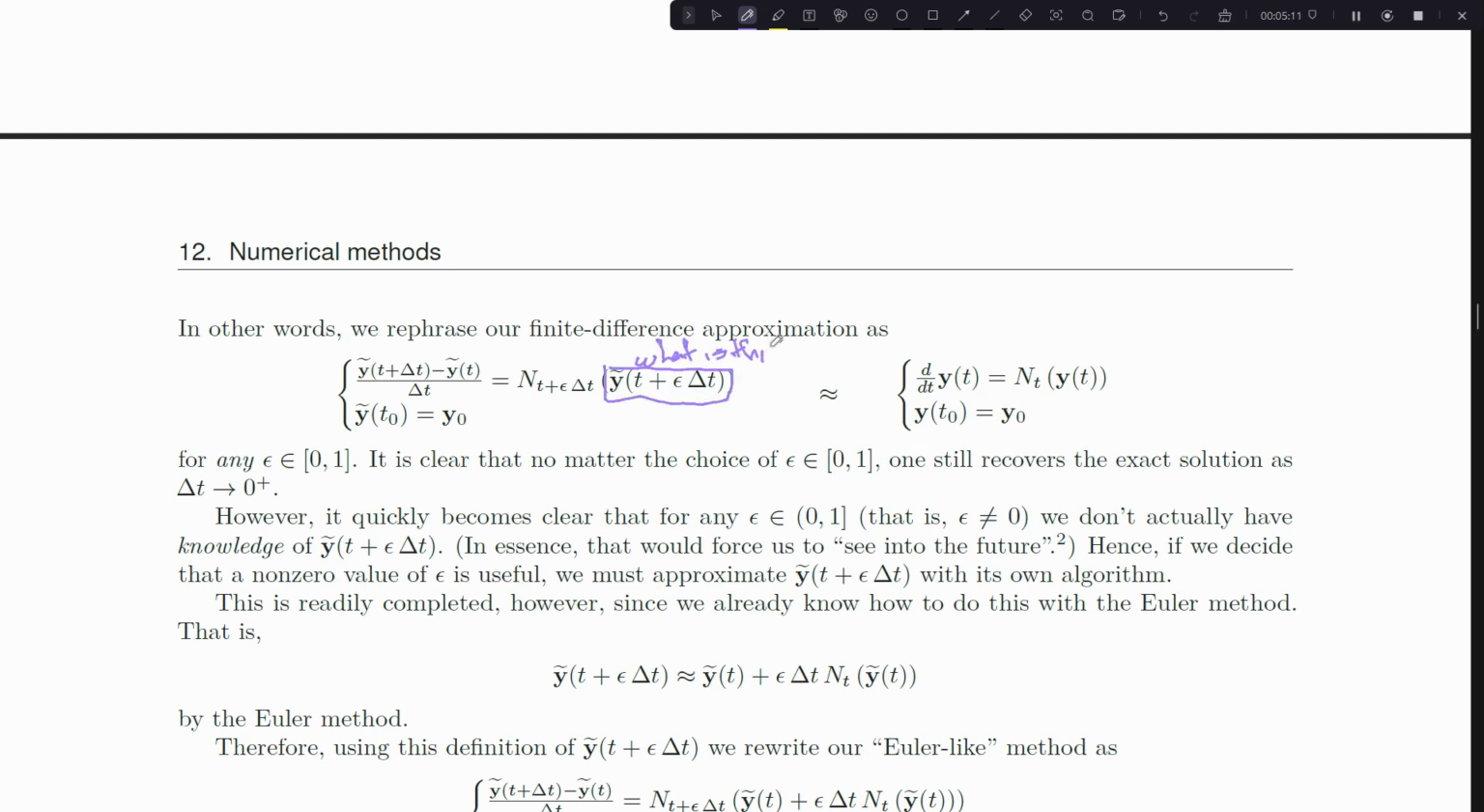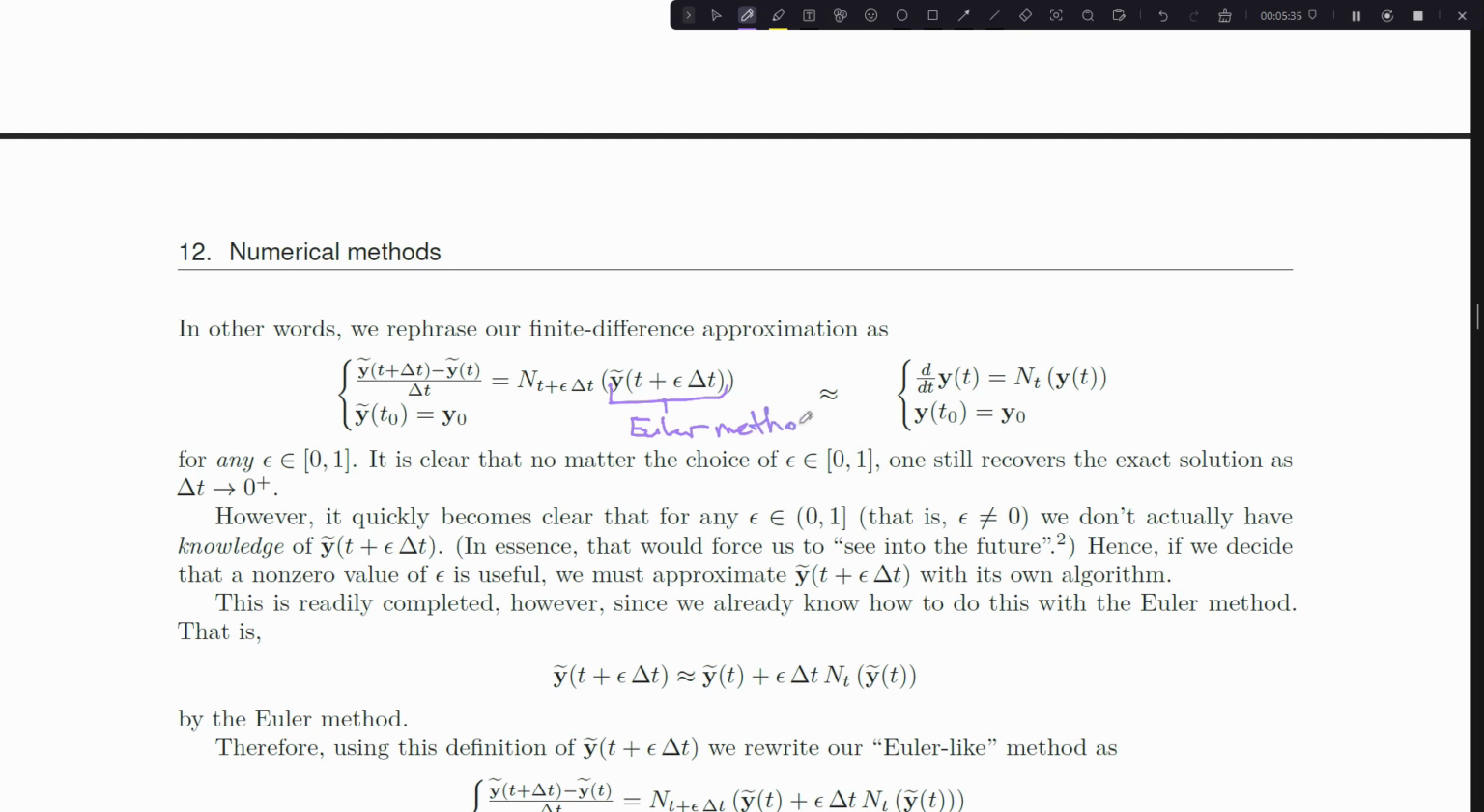Is this if I only know y tilde at t? Right? What should that somewhat future time step be if I only know y tilde at t? Well, this is the funny thing: we use the Euler method here.